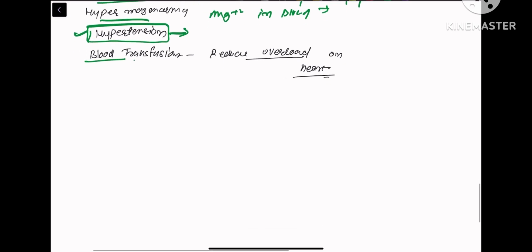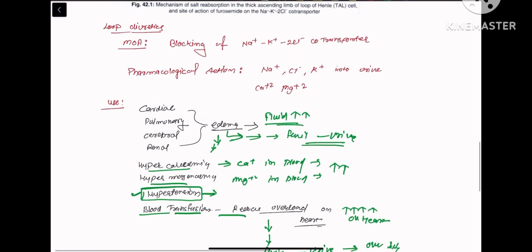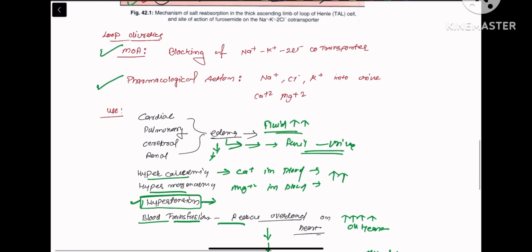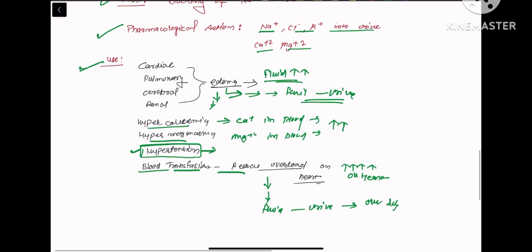After that we will use it in blood transfusion, because of the increased load on the heart while transfusing the blood. So the diuretics remove the excessive fluid into the urine, then the overload on the heart will be reduced. Okay, so this is the mechanism of action, the pharmacological action, what they are doing with the body, and this is the use.